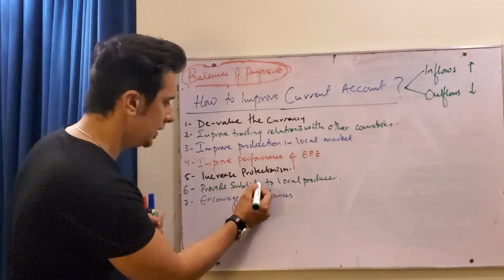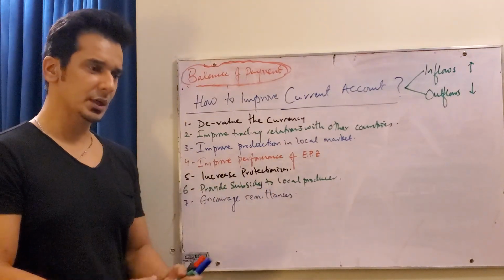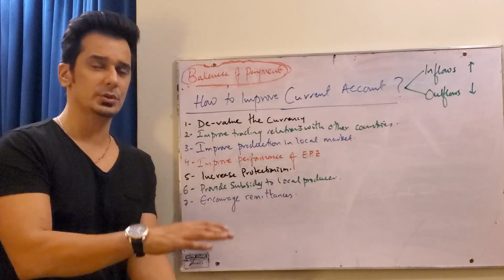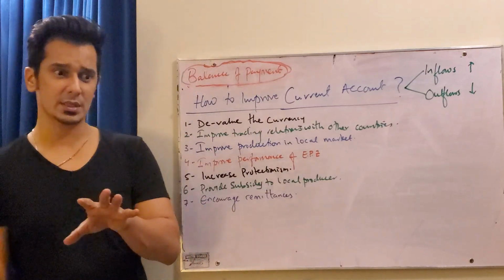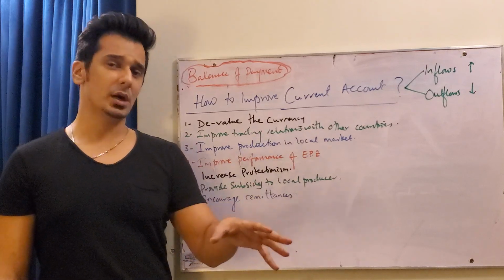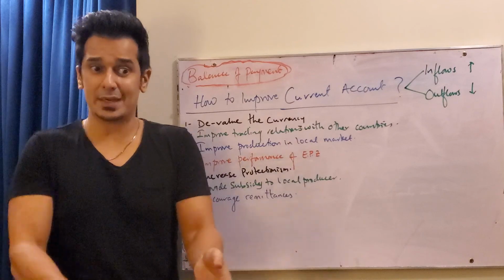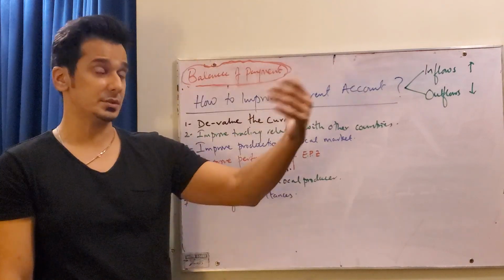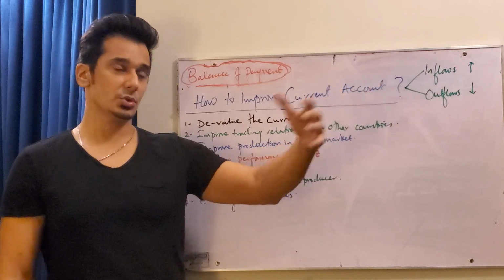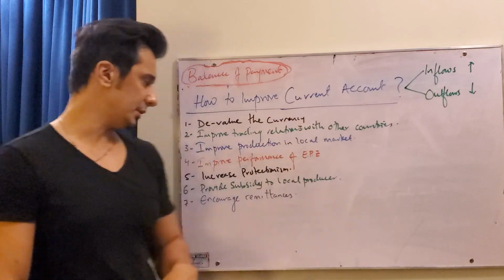The sixth point is provide subsidy to local producers. The cost of production of the local producer would start to decrease. Once the cost of the local producer starts to decrease, the price in the local market would also decrease. This would make their product more competitive in the local market as well as in the international market because there's a decrease in prices. So a lot of countries will be buying that particular product from this country. So export starts to increase.